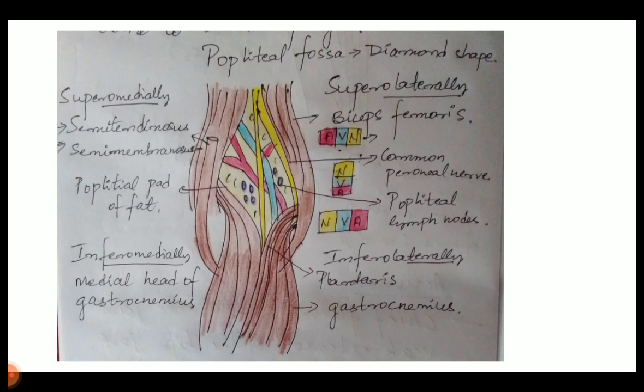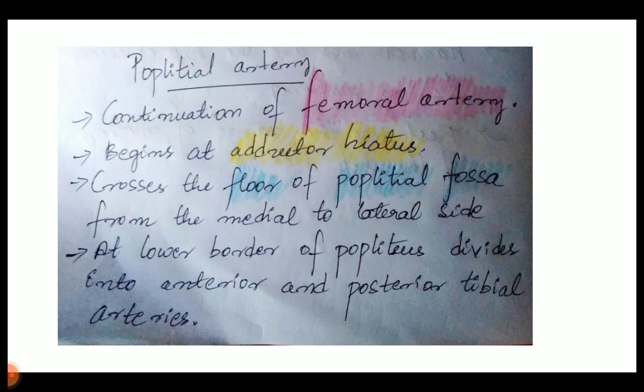Here we complete the first, the definition. Second is the relations, which along with the diagram we can predict, and third is the contents. Mainly the contents are the popliteal artery, popliteal vein, popliteal pad of fat, popliteal lymph nodes, and the common peroneal nerve. And next, coming to the popliteal artery definition, it's the continuation of the femoral artery.